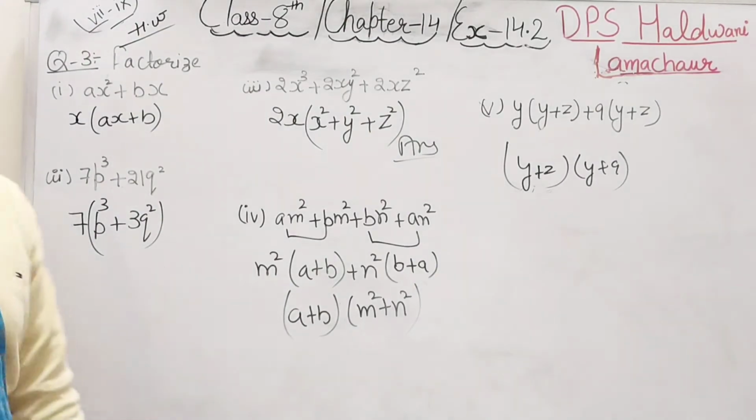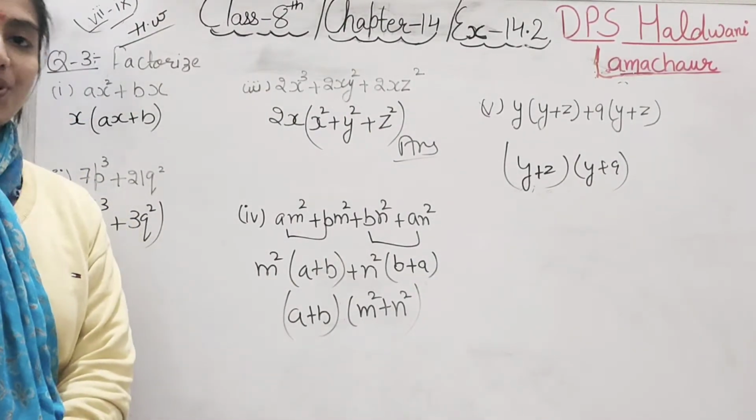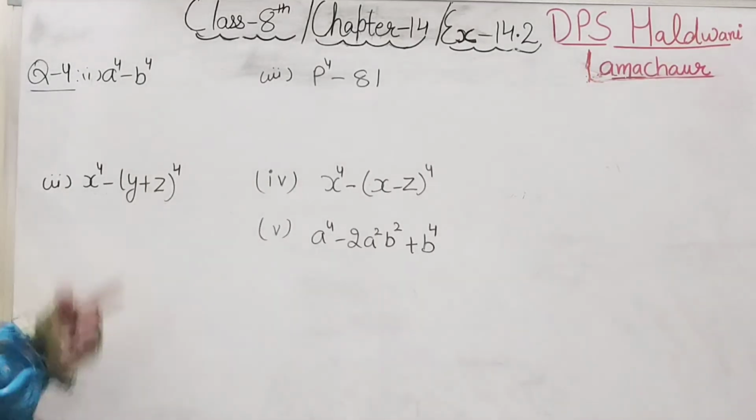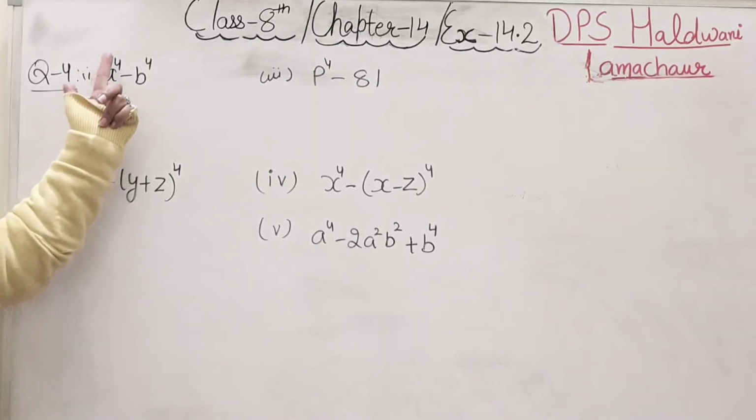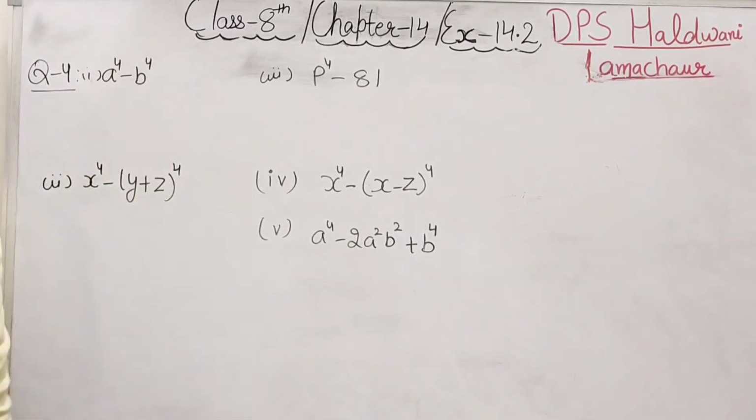So this was our question number 3. Coming to our next question. Now coming to our question number 4, factorize a raised to power 4 minus b raised to power 4.